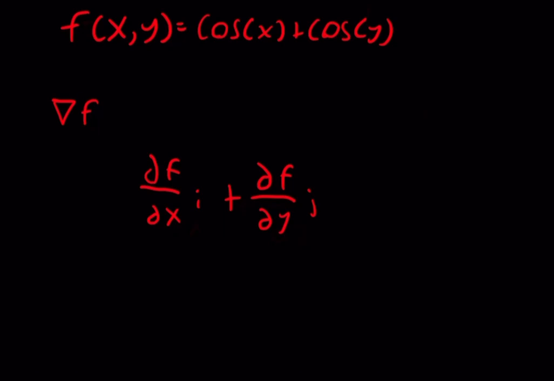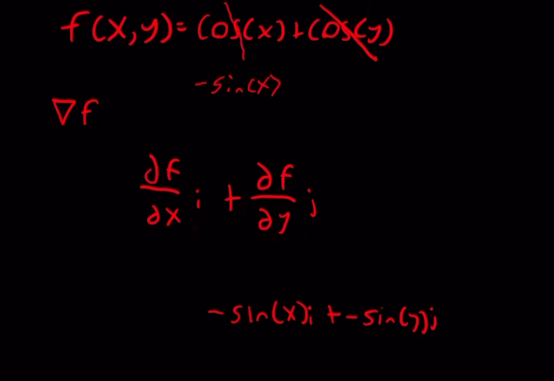Now, the partial derivative with respect to x treats y as a constant, so thus cosine y is also a constant, so this ends up being 0. And the derivative of cosine x is minus sine x. So we're going to have minus sine x, i, plus minus sine y, j, because the same thing happens when we do the partial derivative of f with respect to y. X becomes a constant, cosine x becomes a constant, and cosine y becomes minus sine y.